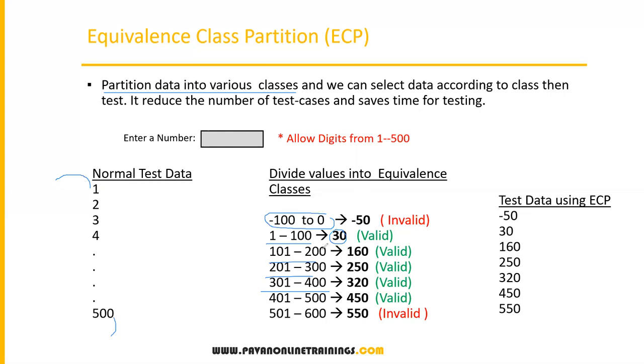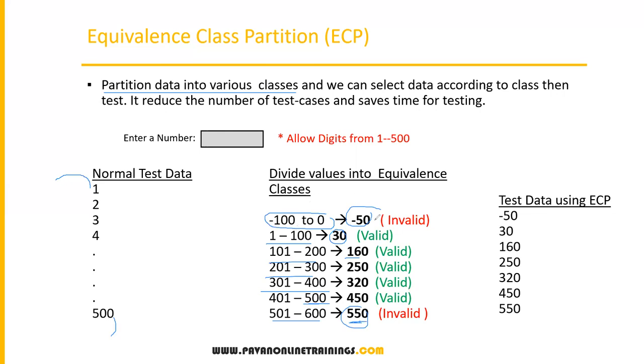Similarly, 101 to 200, 201 to 300, 301 to 400, 401 to 500, 501 to 600. After 500, we will take one more class because this falls under invalid data. So now in each and every class, we will pick one number, any number between that range. Here I have taken 160, which falls between 101 to 200. 250 again comes between 201 to 300 and so on. From 501 to 600, I have taken 550. Actually, this is invalid data, because we also need to test the invalid area.